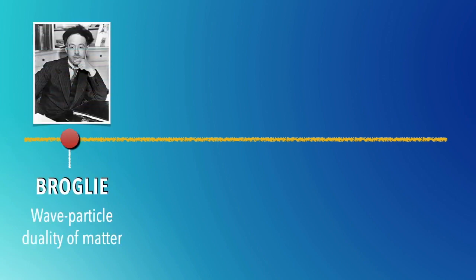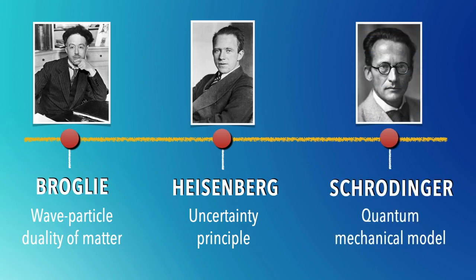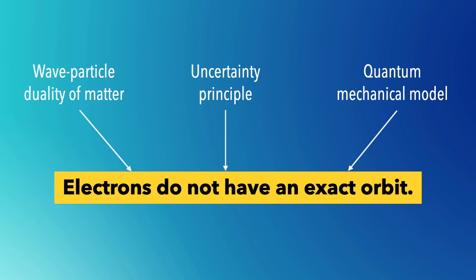So scientists that came after Bohr began to look at the wave nature of the electron, based on the wave-particle duality of matter ni de Broglie, Heisenberg's uncertainty principle, and finally, the quantum mechanical model of Schrödinger. Iisa lang ang tinutumbok ng mga ito. Electrons do not have an exact orbit.